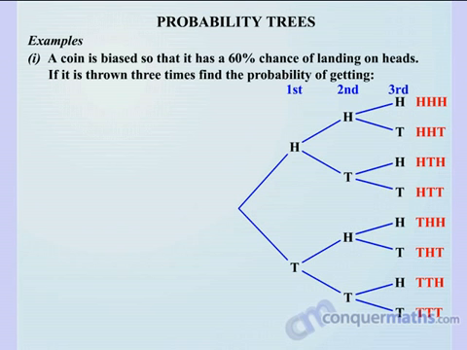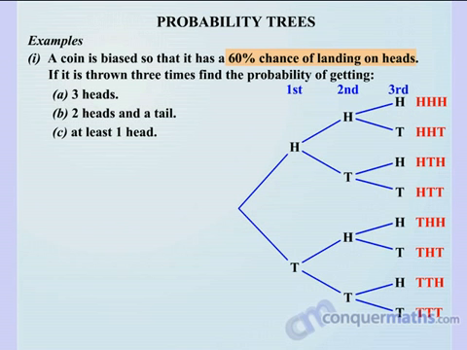Let's look at an example. A coin is biased, alright, so that it has a 60% chance of landing on heads. If it is thrown 3 times, find the probability of getting A, 3 heads, B, 2 heads and a tail, or C, at least 1 head.